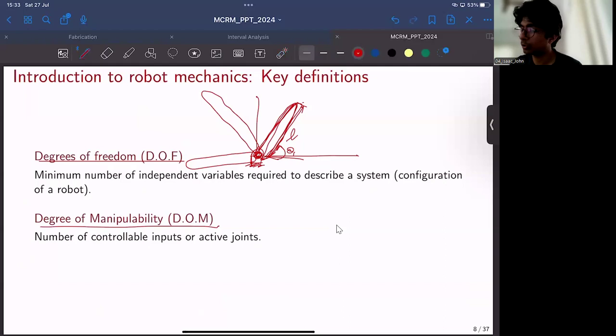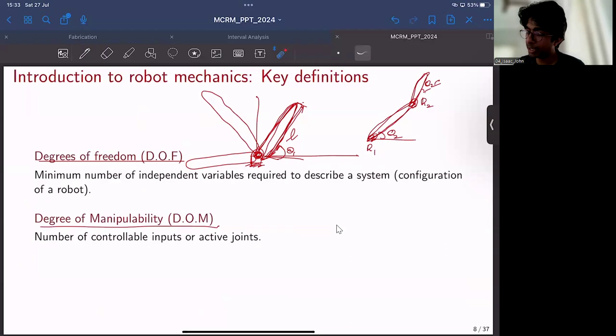Whereas in the case of a two-link manipulator like this, the first joint is connected to the ground, R1. This is the second joint connecting link 2 and link 1. You actually need two independent variables to fully describe the configuration of this specific manipulator. So that is basically the degree of freedom. And the degree of manipulability is the number of controllable inputs or active joints. So in the context of a serial manipulator, the degree of freedom and degree of manipulability are essentially going to be the same.